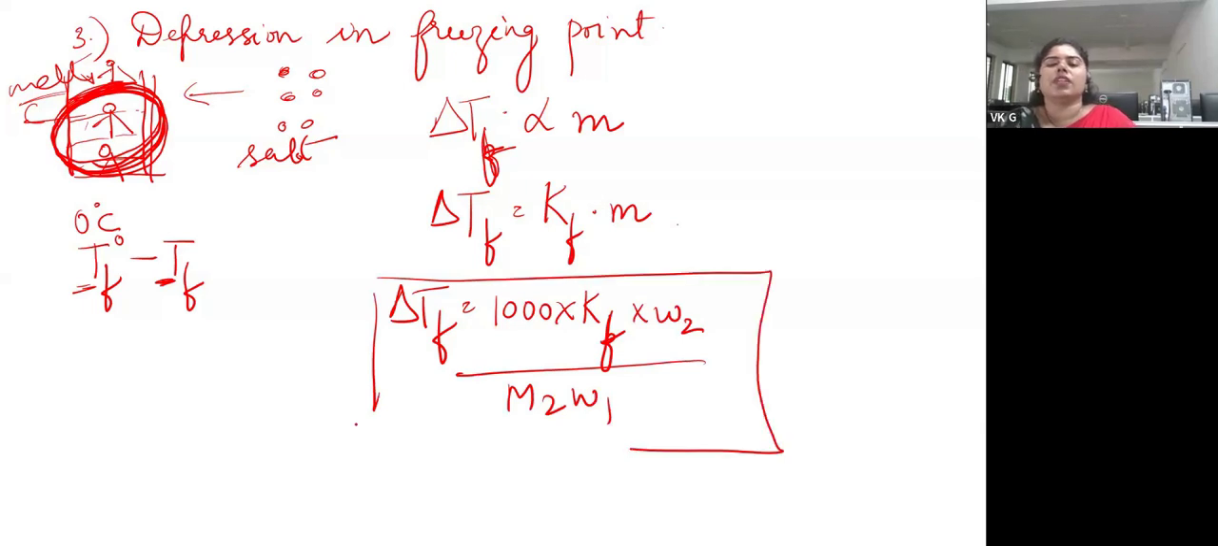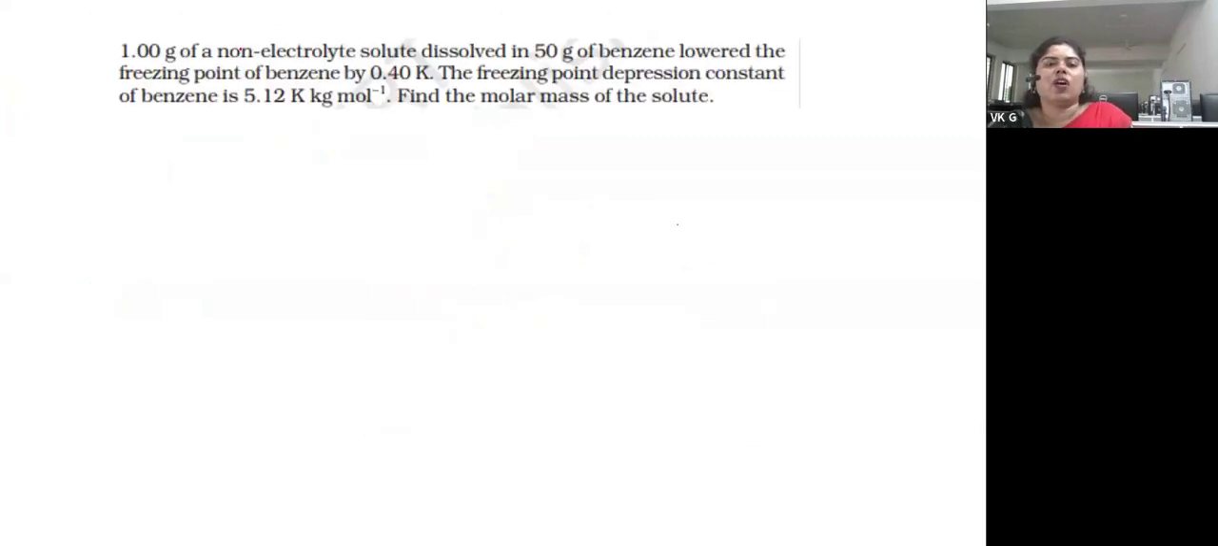Just that instead of freezing boiling point, you just put it as freezing point. Okay, let's just solve a problem quickly based on this also. Again, 1 gram of non-electrolyte solute. Solute 2 is given, that is W2 is equal to 1 gram. Next, it is dissolved in 50 gram of benzene. So W1 is given, how much? 50 gram.